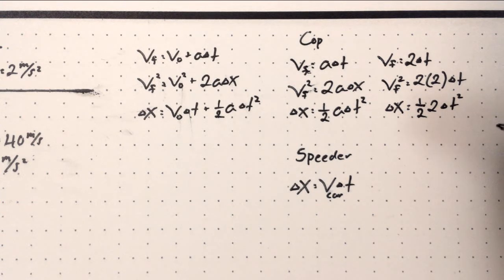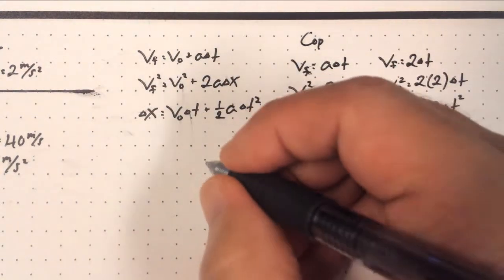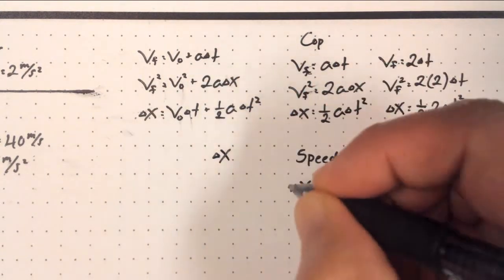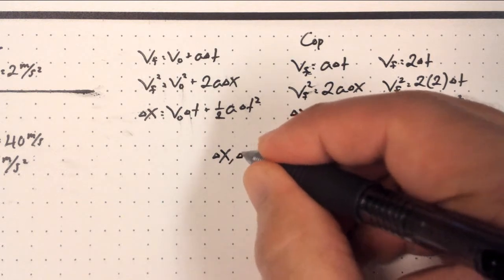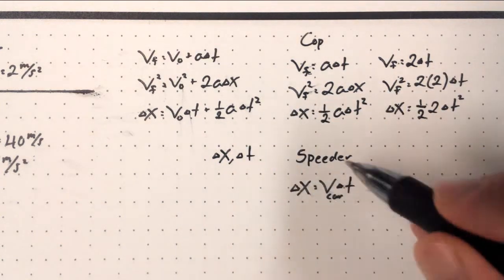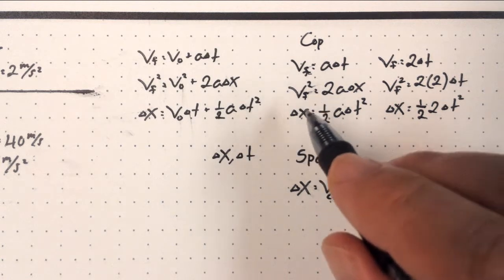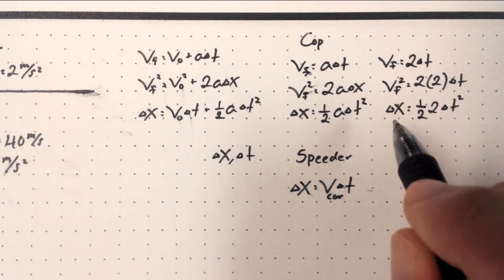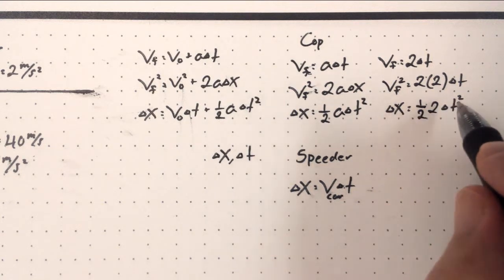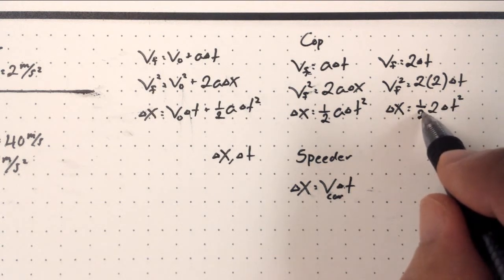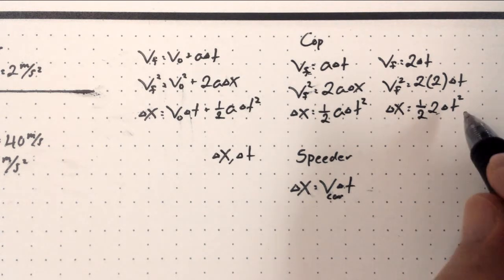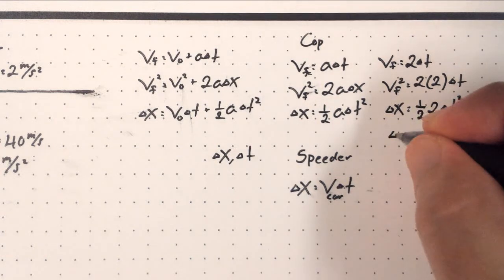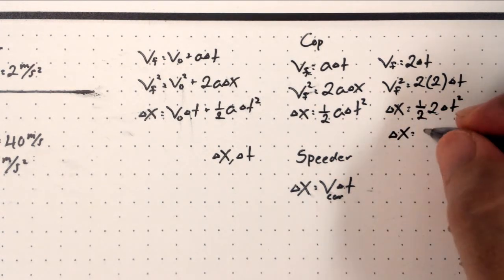And we really want to find out how far it went and how long it took. So let's go ahead and look at equations that have how far you are and how long it took. And that's going to be this one, because that's the only one. And for the cop, it's going to be this third one as well. And so the cop goes so far, it's going to take so long, and they're going at a rate of 1/2 AT squared. 1/2 of a is 2, so that's just going to be t squared.